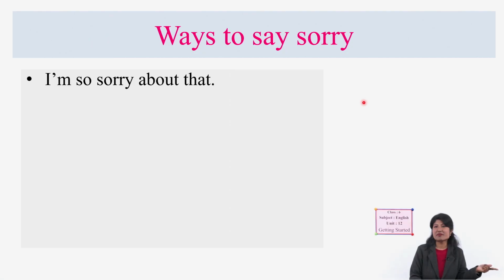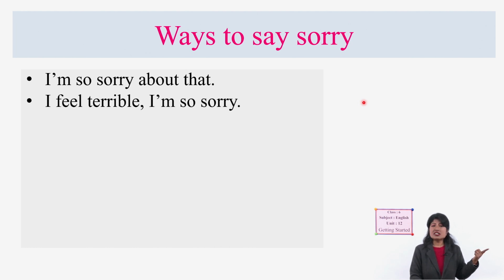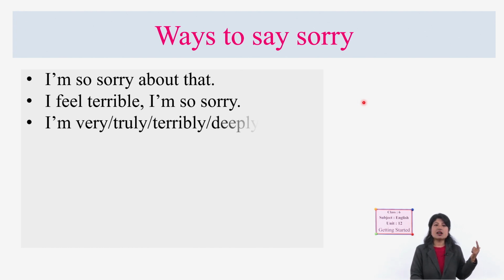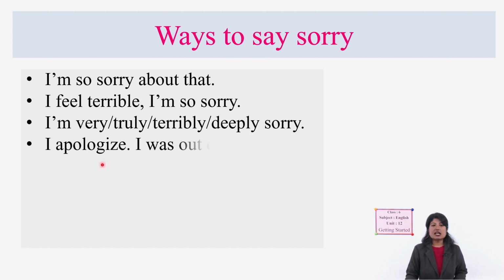"I'm so sorry about that." How can we say sorry? "I'm so sorry about that." "I feel terrible. I'm so sorry." Another way, "I'm very sorry. I'm truly sorry. I'm terribly sorry. I'm deeply sorry." "I apologize. I was out of line."